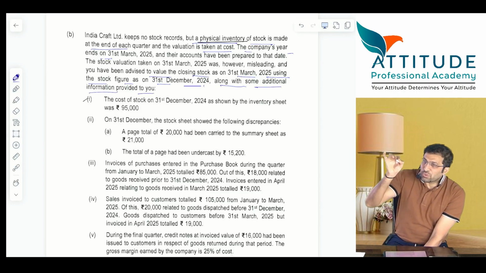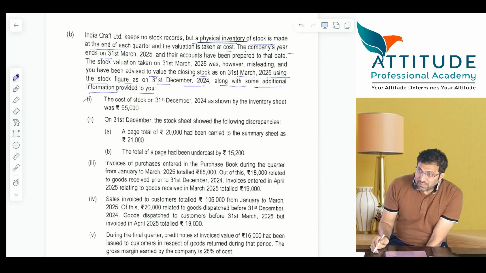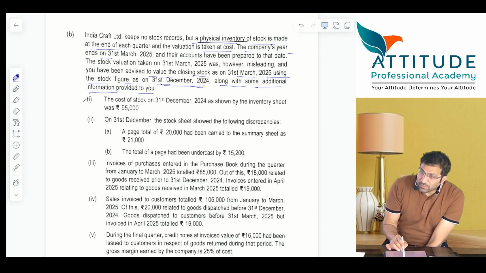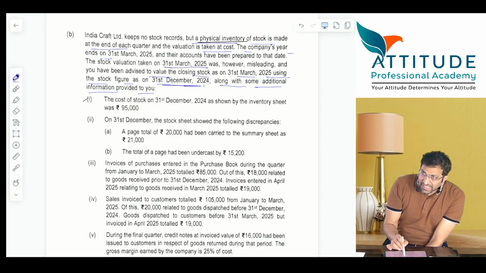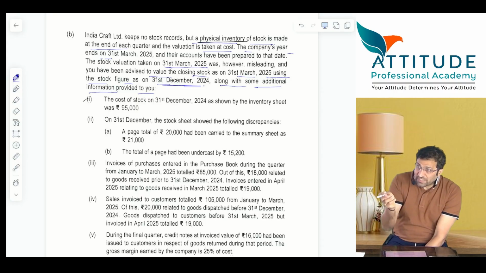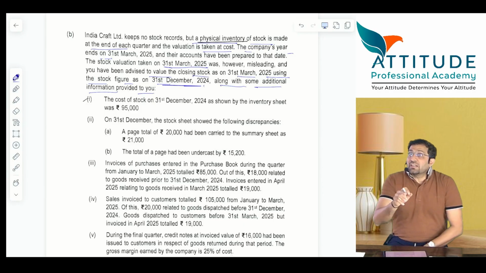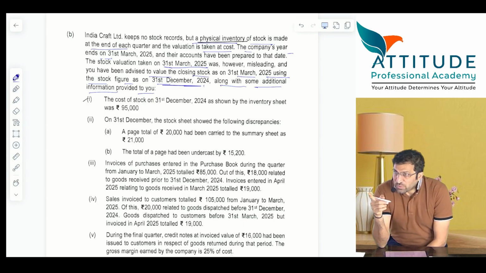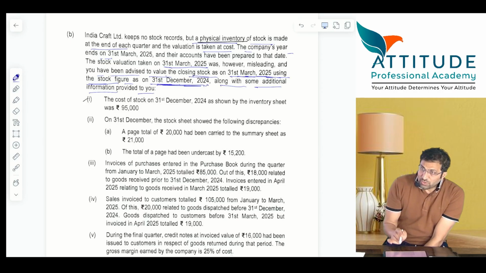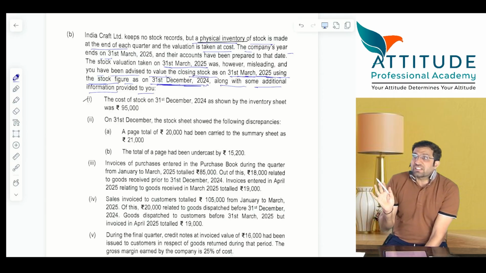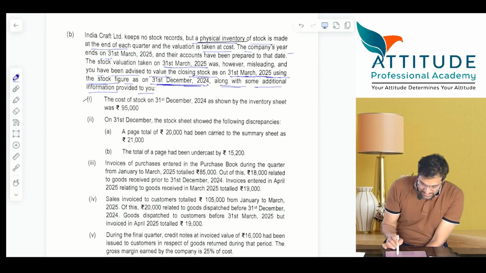So when is the physical stock verification done? 31st December 2024. Means the year end is 31st March 2025. You are taking the physical stock verification before 31st March 2025. Understood? That is, you have done it on 31st December. So I repeat once again: you have been advised to value closing stock on 31st March 2025 using the stock figures on 31st December 2024. So the last physical verification was done in 2024, not after that. Now additional information.